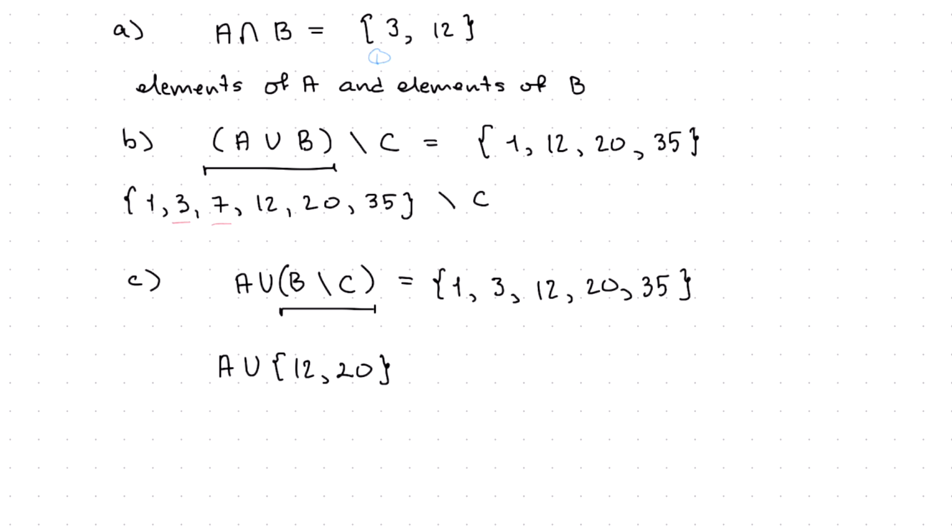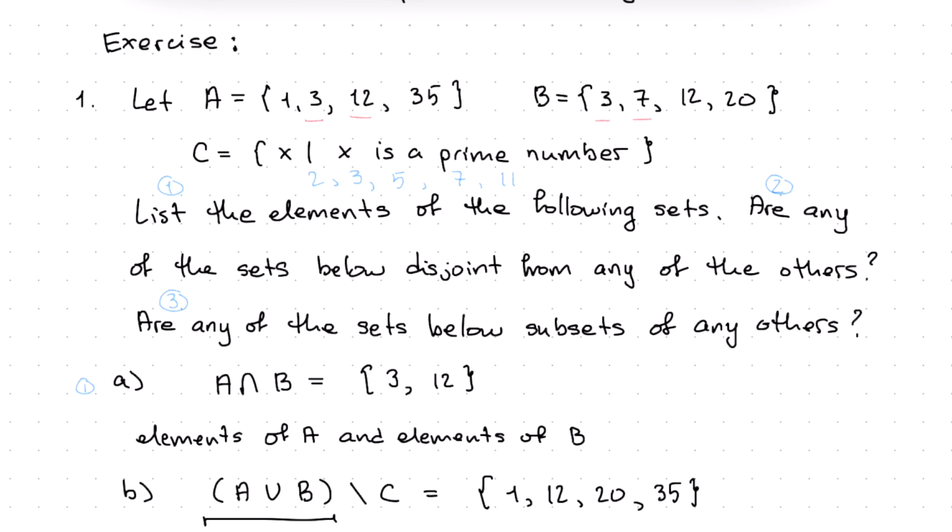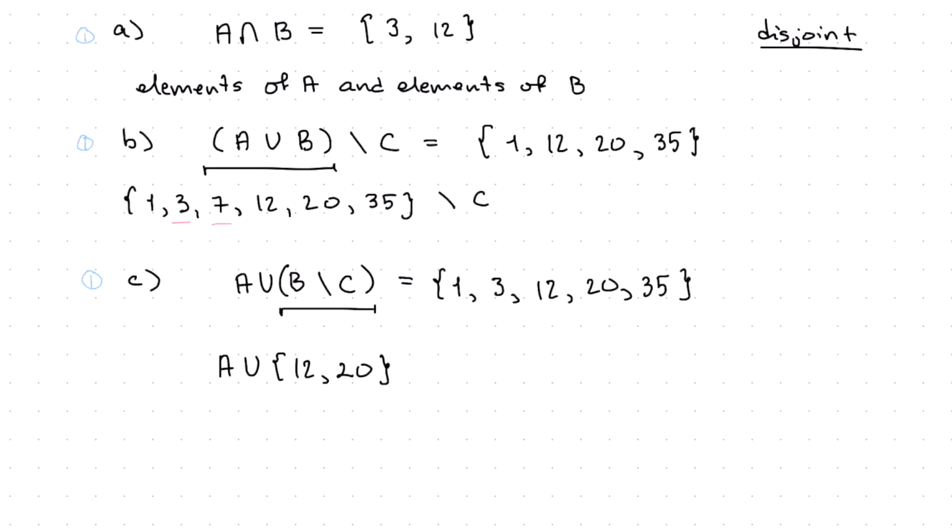Now if we go back, they asked us, are any of the sets below disjoint from any of the others? Disjoint means that given sets have no elements in common. If we look back at our sets that we got from A, B, and C, we see that 12 is common in all of them. So our answer is no, none of the sets are disjoint.